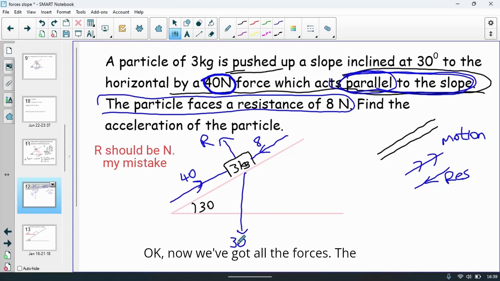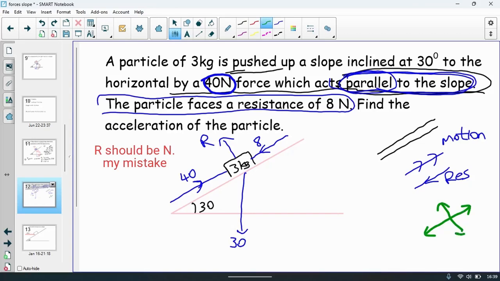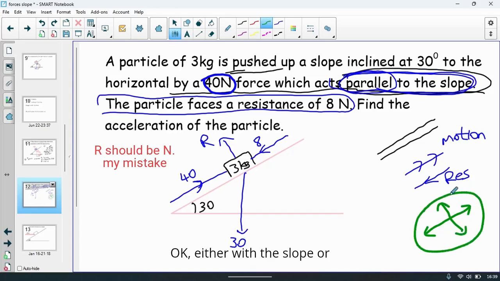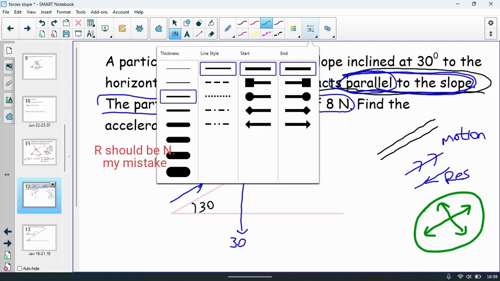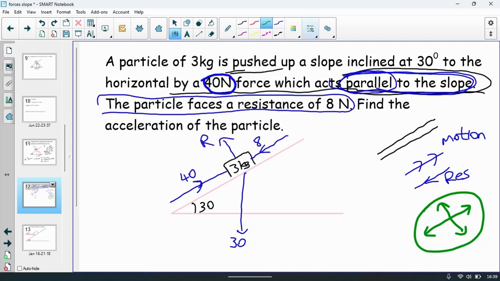Now we've got all the forces. The only problem is the weight is vertical. And once again, we want all our forces to be either with the slope or perpendicular to the slope. So the weight, we need to convert that into two other forces.